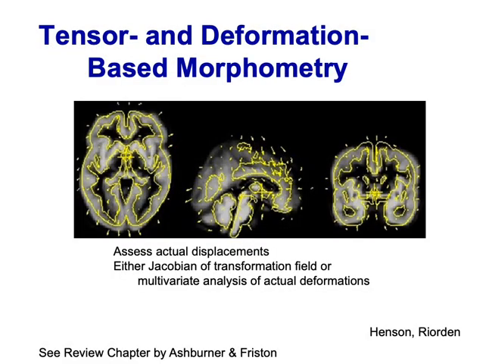Tensor-based morphometry is based upon analyzing the actual deformation fields from the spatial normalization. And you can either use the Jacobian of the deformation fields, or if you want to try and analyze the full 3D deformation, you can use a multivariate analysis of the actual deformations. That's very rare, although the Jacobian analyses are growing in terms of utility.